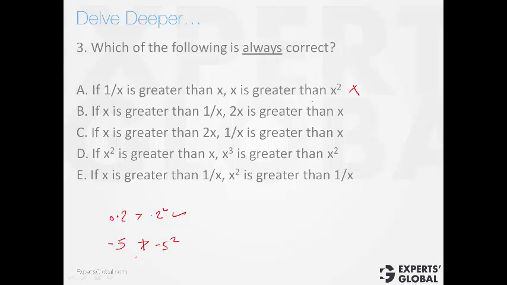Look at option B. If x is greater than 1 upon x, so when is this possible? This is of course possible in two cases. This is possible when x is a big positive number, let us say 5, or when x is a small negative number. This is a case which most of the students will miss, negative 0.2. See, x negative 0.2 would be greater than 1 upon negative 0.2, which would be negative 5. 2x is greater than x.